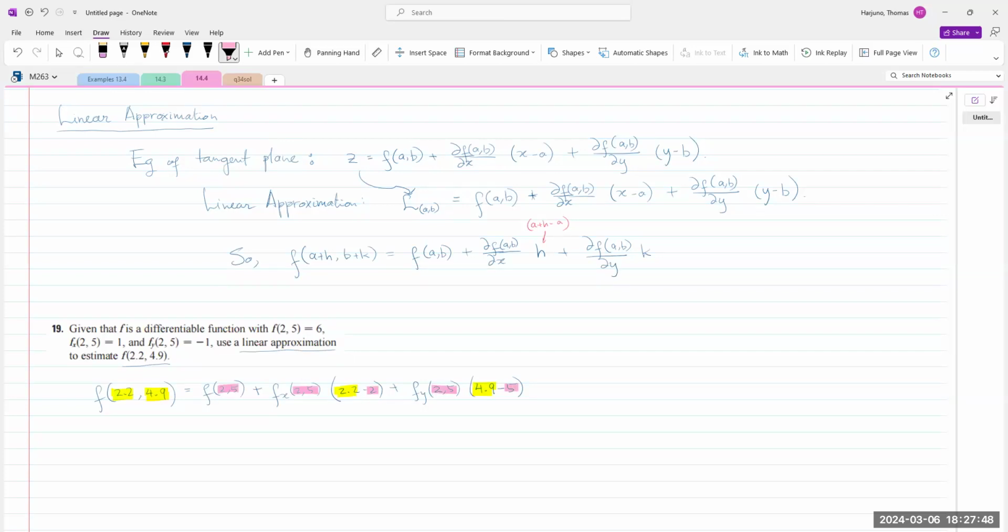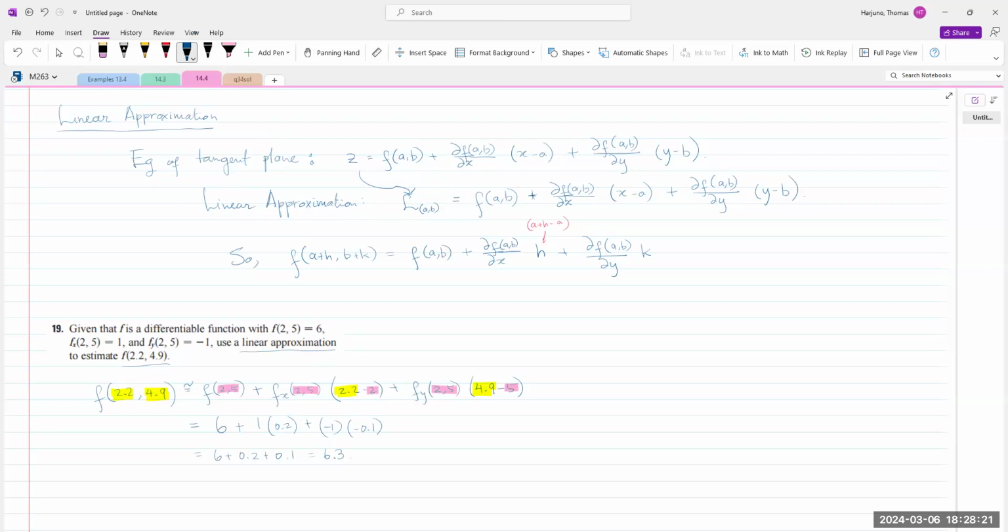Okay, now we plug in numbers. What is f(2, 5)? That's 6, plus 1 times 0.2, plus negative 1 times negative 0.1. So this will be 6 plus 0.2 plus 0.1. That's 6.3. Okay, that's what we call linear approximation.